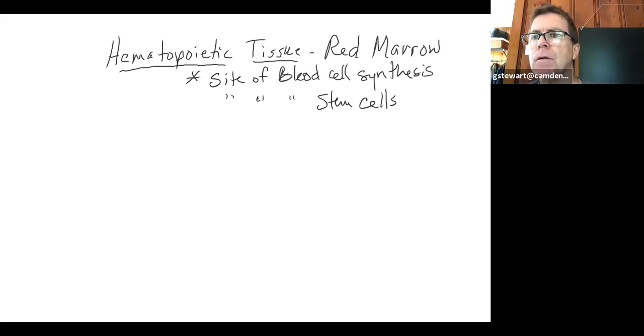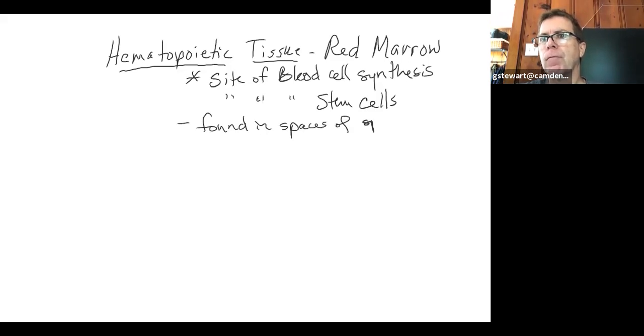When you take A&P2, you're going to study blood as an entire unit, and you'll go through the whole process of red blood cell formation, white blood cell formation, and platelet or thrombocyte formation. So I'm not going to get into the great details of that, but we just need to know what it is. It's found in the spaces of spongy bone. So that when I say red marrow, you know exactly what I mean. I mean all of this business.